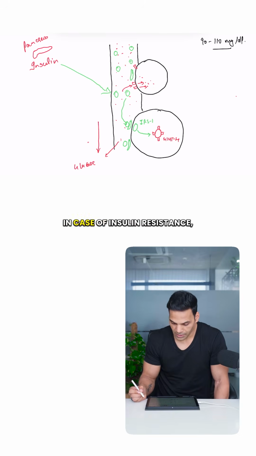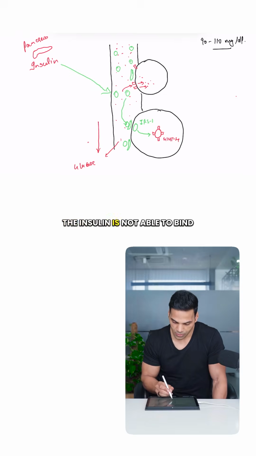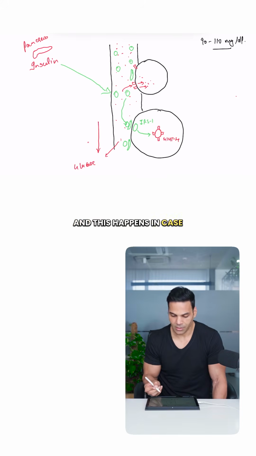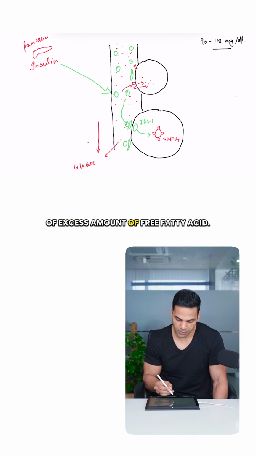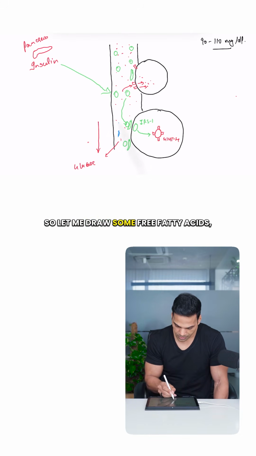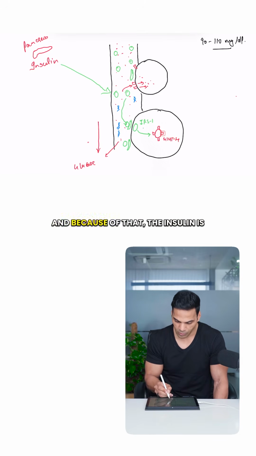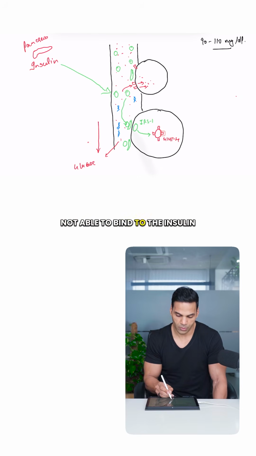Okay, now what happens in case of insulin resistance? In case of insulin resistance, the insulin is not able to bind to the surface of the cell. The cell receptors are somehow not able to bind to the insulin. Okay, and this happens in case of excess amount of free fatty acids. So let me draw some free fatty acids which can cause systemic level inflammation. It can mess with signaling of IRS1, and because of that the insulin is not able to bind to the insulin receptors on the surface of the cell.